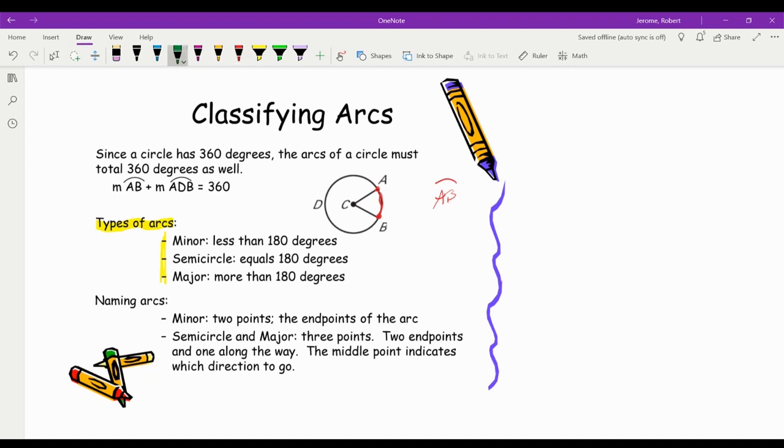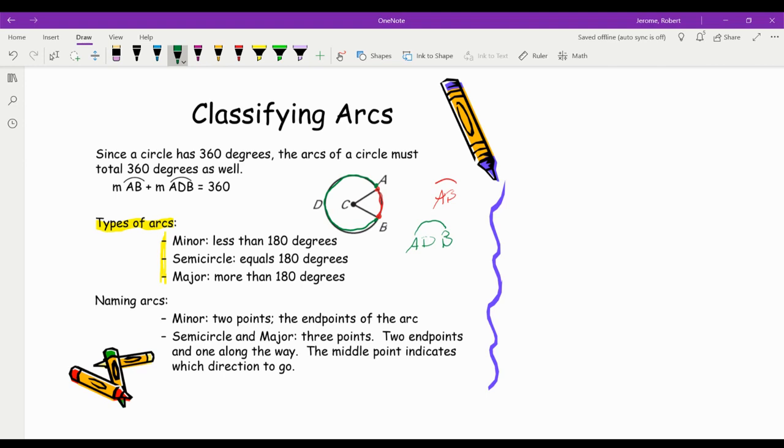If I wanted you to go the long way, so A, but the long way around to B, I'd have to tell you start at A, pass through D, stop when you get to B, and you're following the curve, so it's an arc. Again, if there were other points along the way, I don't need to name them. We don't need that. Starting point, some point that you pass through, and then the ending point. So 2 letters, it's definitely going to be a minor arc. It could be a semicircle, but that's a really bad habit.